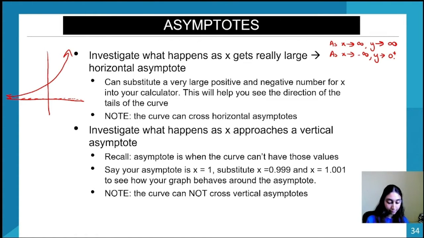Okay. Now we can investigate what happens as x approaches a vertical asymptote. Actually, let's first take a look and see how we can identify a vertical asymptote. The most common way that you can identify a vertical asymptote would be for curves that are reciprocal functions, such as 1 on x minus 2. Okay, that's my example function. I will have an asymptote when my denominator is equal to 0.